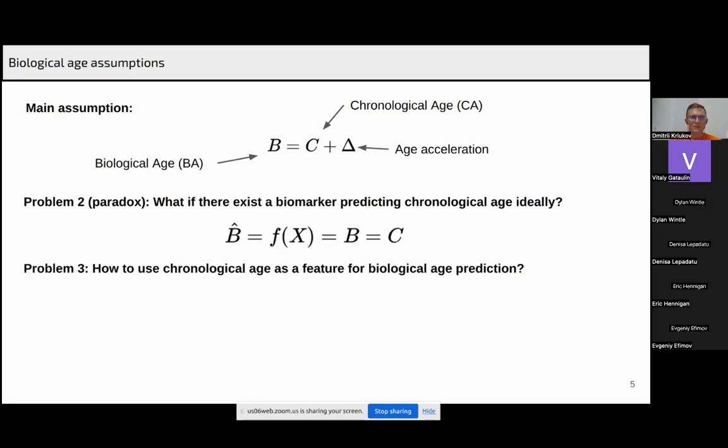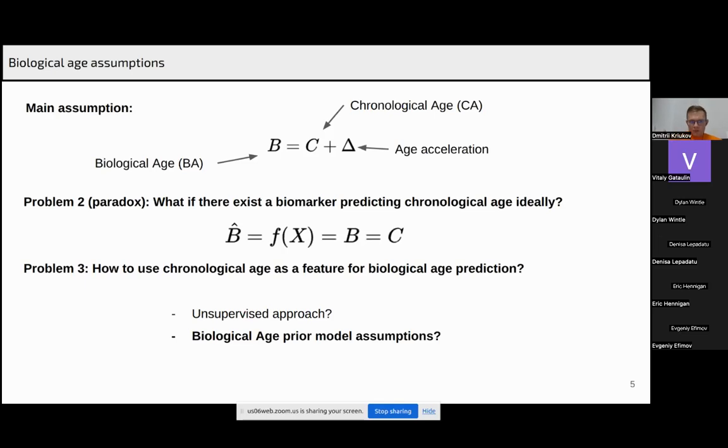The third problem is how to use chronological age as a feature for biological age prediction. This problem is also specific for supervised models, which cannot use chronological age for biological age prediction because they use chronological age as a target for training. Although it is quite natural to use chronological age as a proxy for biological age. Why can't we use it as a proxy? Because it's quite natural. We know our chronological age and we need to just predict this delta.